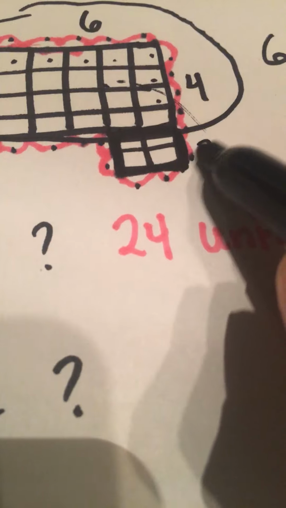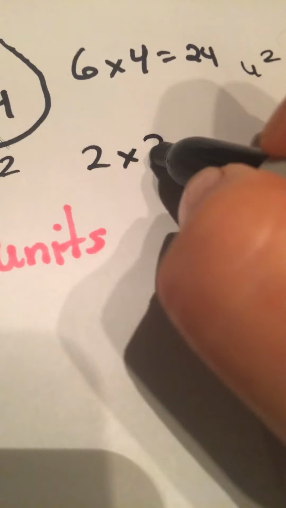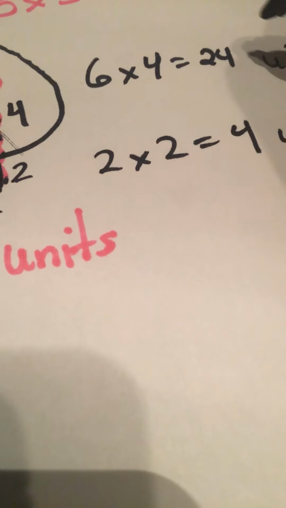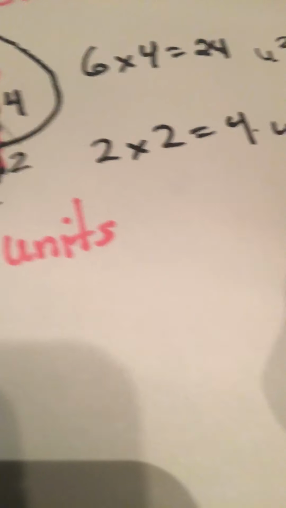And I would take this rectangle, which is 2 times 2. So the 2 times 2, as you know, is 4 units squared. So I would be adding this and this. So I could add the 24 plus the 4 and get my 28 units squared.